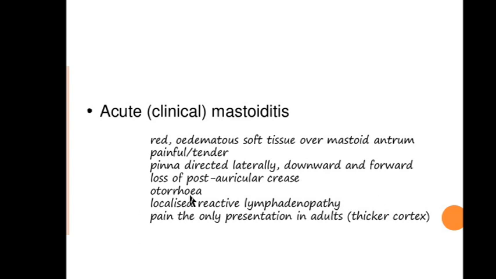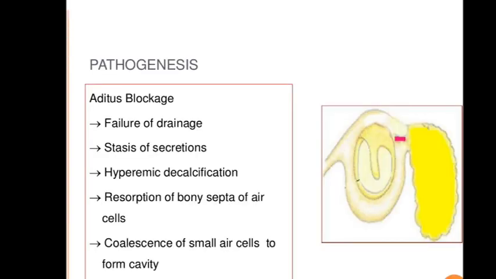There is otorrhea, the patient is having CSOM, so there are episodes of otorrhea, localized reactive lymphadenopathy, and sometimes pain is the only presenting feature. In the early stage there will be pain, the swelling has not yet occurred. So what is the starting point? Eustachian tube. Eustachian tube is the main culprit, always remember.